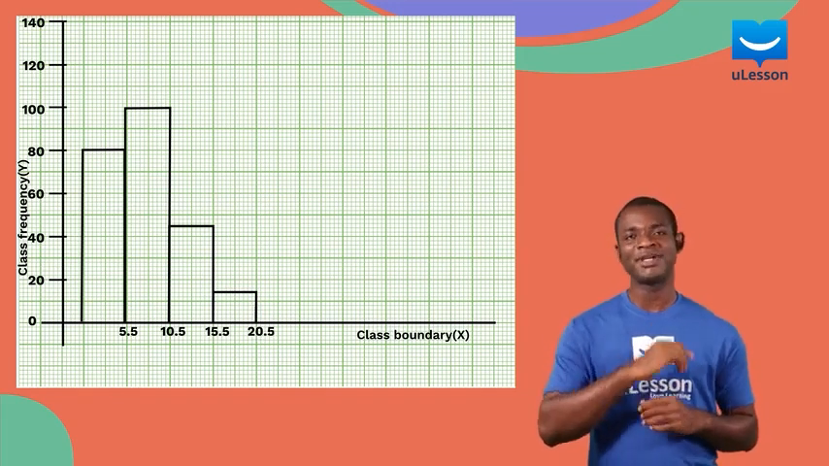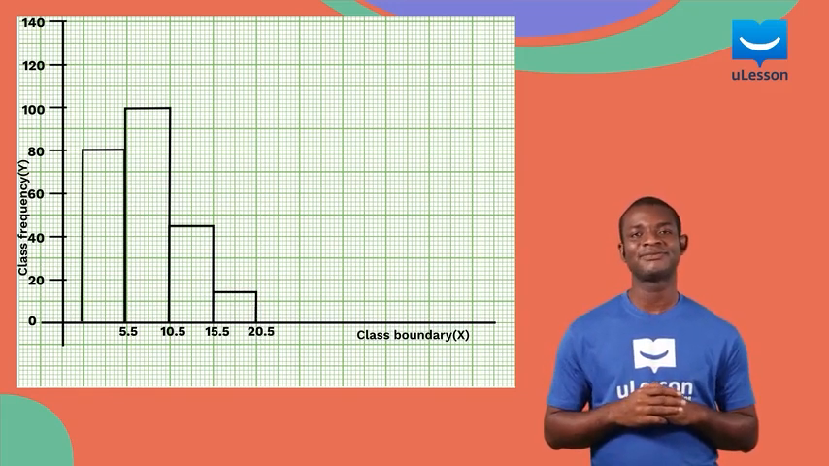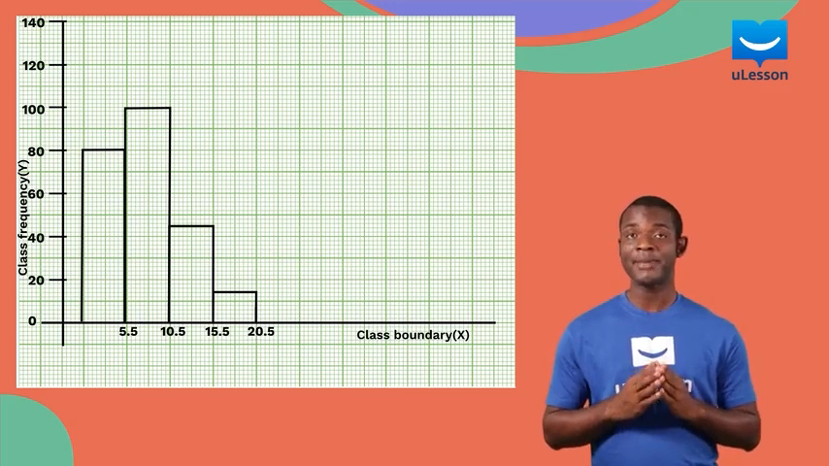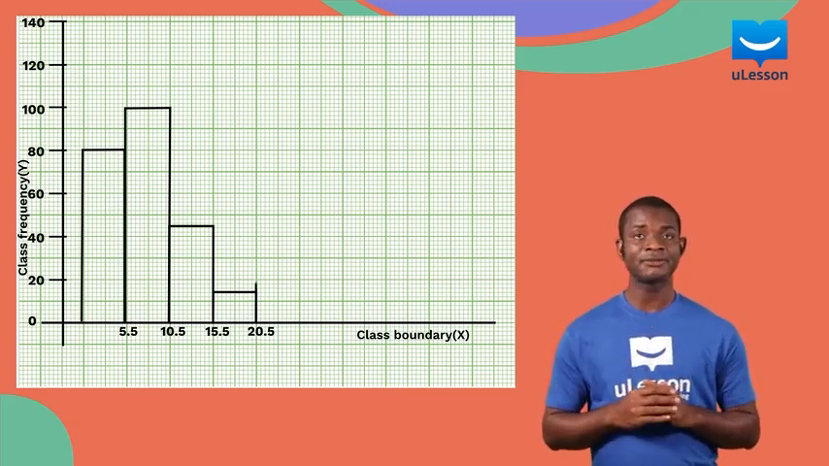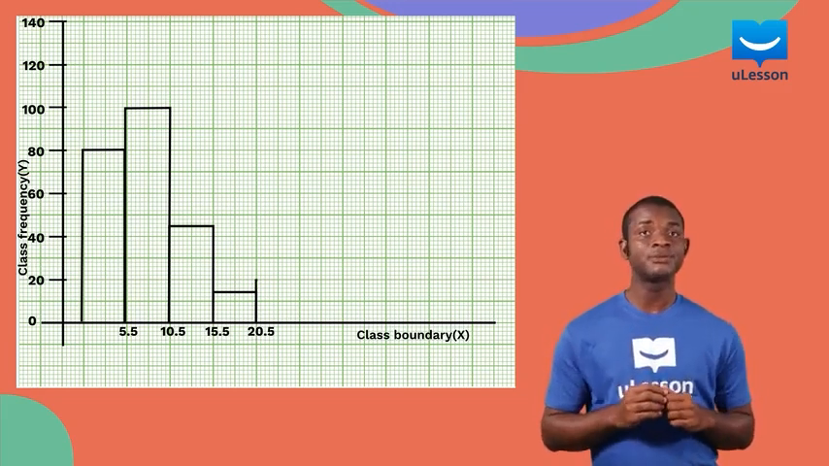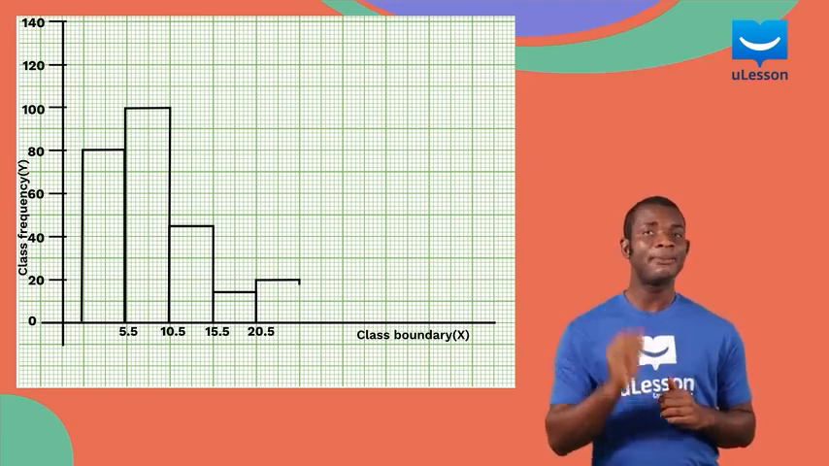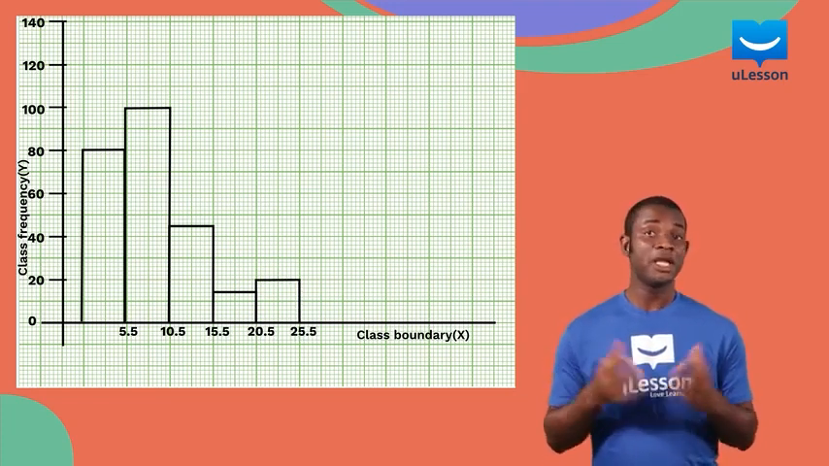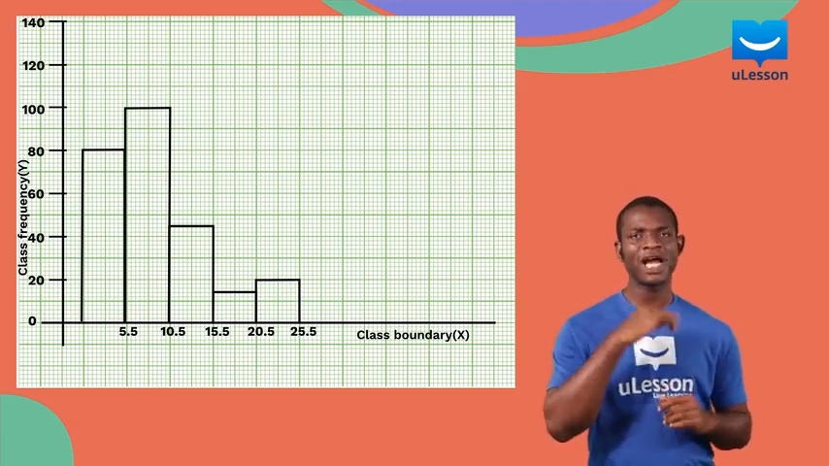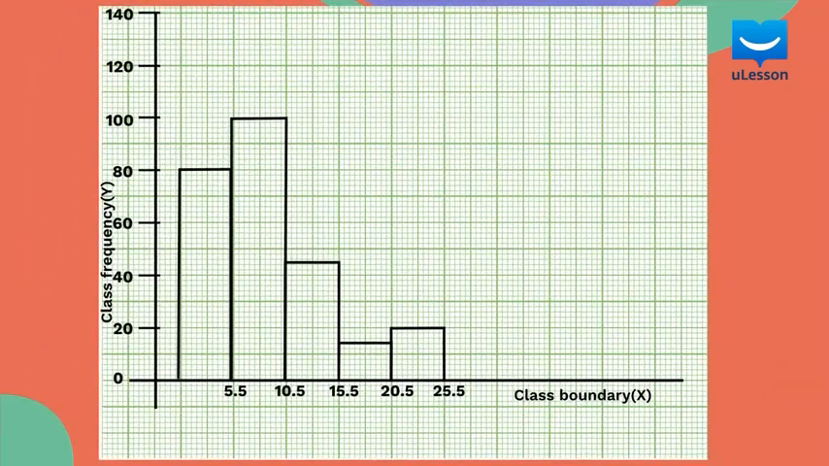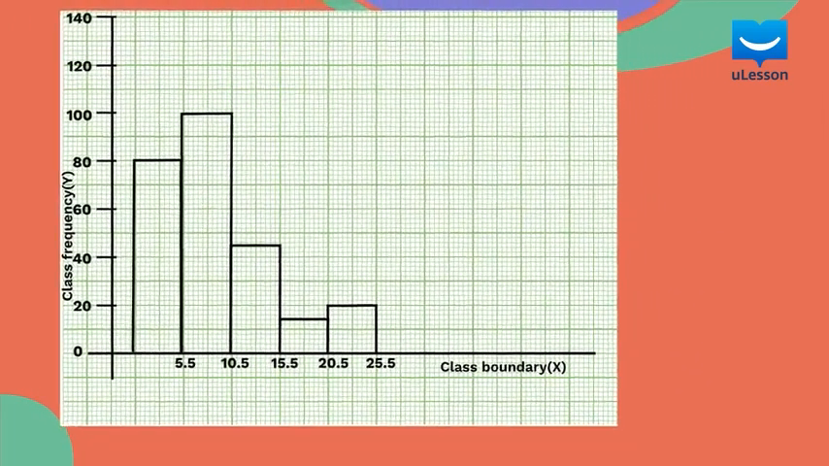Why not plot the bar for the last class? Remember, draw the line, locate the frequency, draw the width, and then back to the horizontal. If you follow these steps, you should have this. I'm sure you have learned something new.